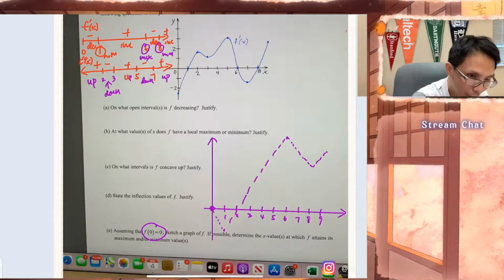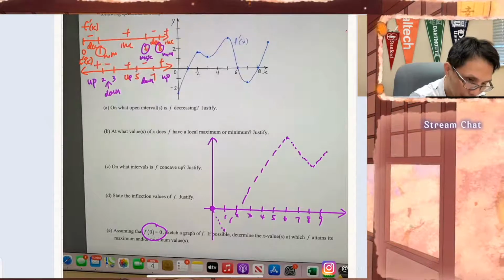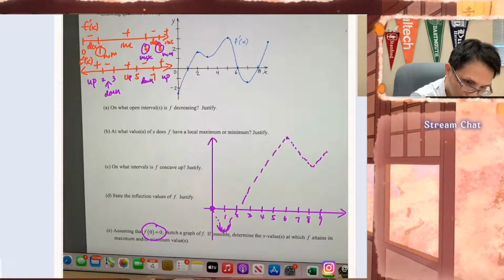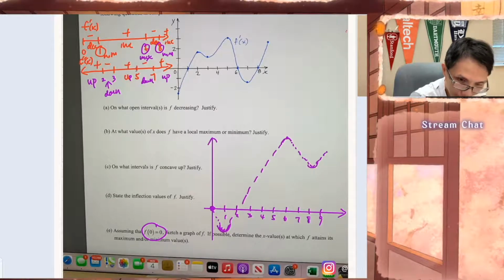Now for me, I draw a smile face on the maximum and min, or sad face. So here is going to be a happy face, sad face, happy face.